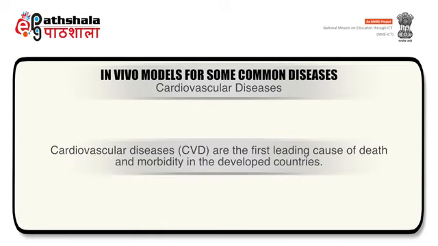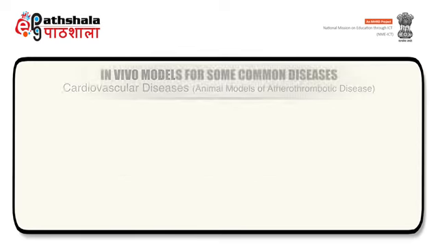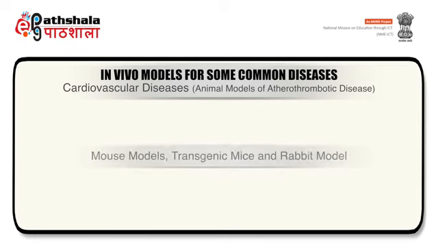The cardiovascular diseases are the first leading cause of death and morbidity in the developed countries. The development of animal models of cardiovascular disease has provided us with important insights into the pathophysiology of this disease. In this, we'll be discussing the animal models of atherothrombotic diseases. The animal models are categorized into three: the mouse model, transgenic model, and the rabbit model.